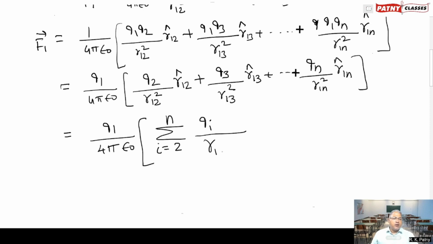R. The 1 is already common, 1 is everywhere present, but the other number is changing. Therefore, R1i square multiplied by unit vector R1i cap. This is the simplified summation notation, and that is nothing but vector F1. From this we can find out the total force, the net force acting on the charge Q1 due to the rest of the charges placed in vacuum.